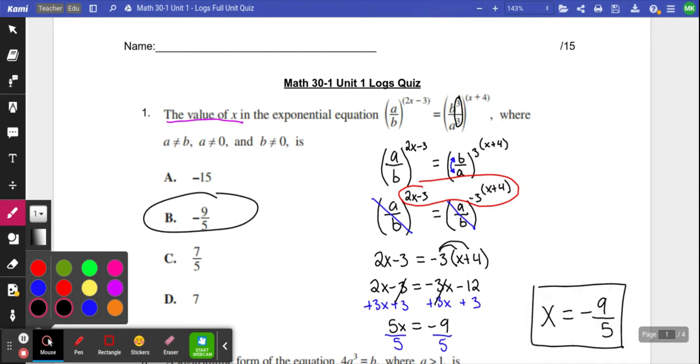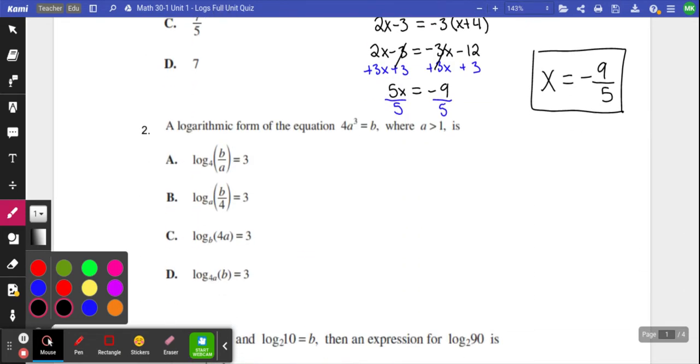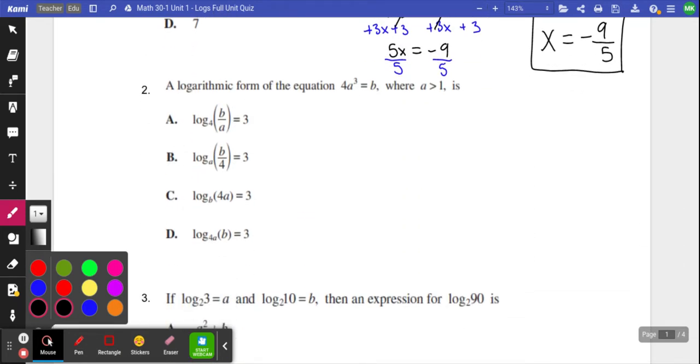B. This is a hard question. It's a tricky like base question. Let's look at number 2. A logarithmic form of the equation 4a cubed equals b, where a is greater than 1 is. All right. So I want to try to turn that thing into a log.